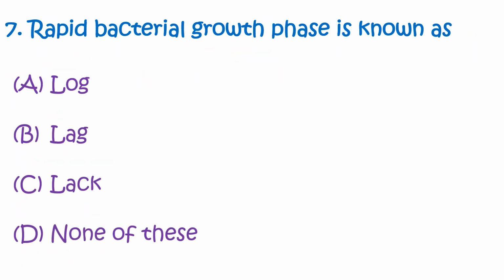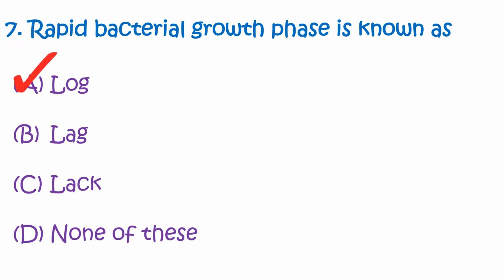Question number 7. Rapid bacterial growth phase is known as. Options are option A, log phase, option B, lag phase, option C, lag phase, option D, none of this. And the correct answer is option A, log phase.